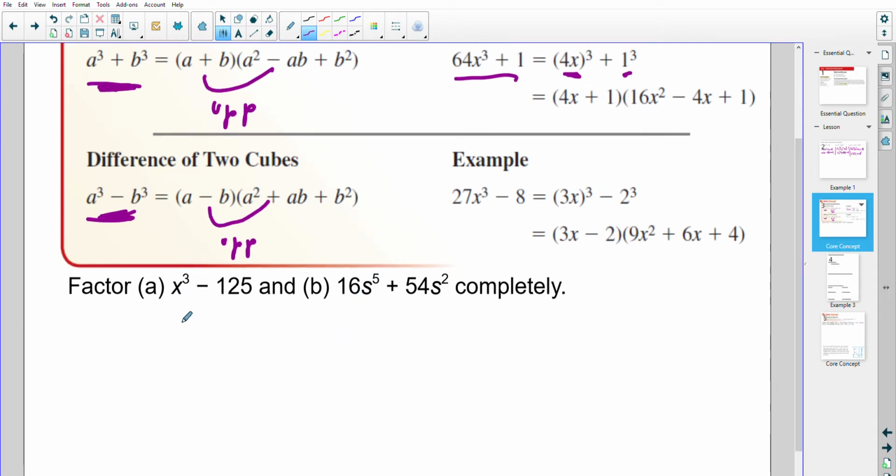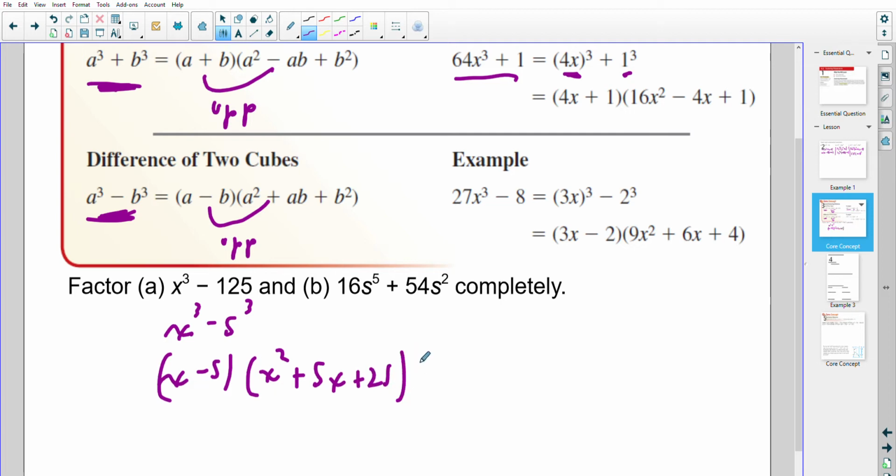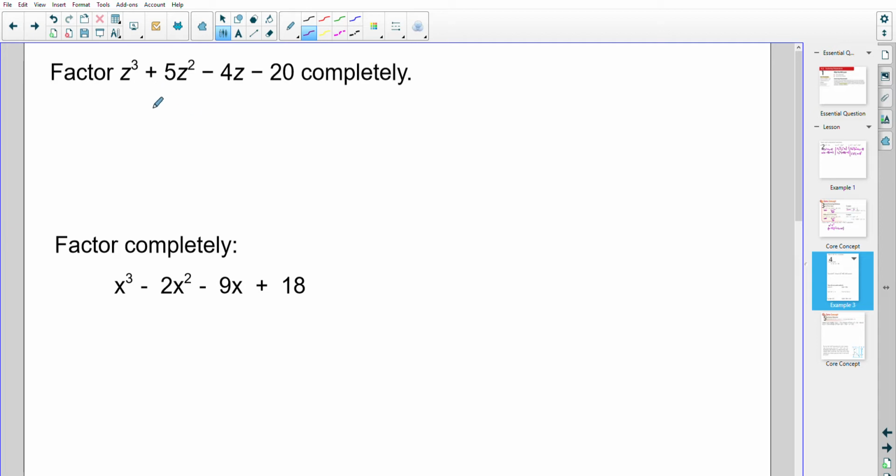Looking at this, I could say, okay, this is x cubed minus 5 cubed, and now I can say that factors down to x minus 5 times x squared plus 5x plus 25. And this would have common factors, so you would factor that out. Looking at these, remember that you can factor by grouping.